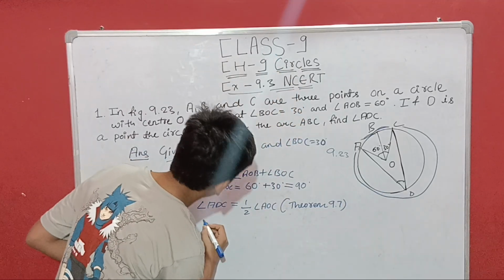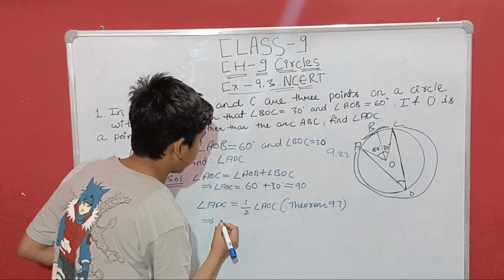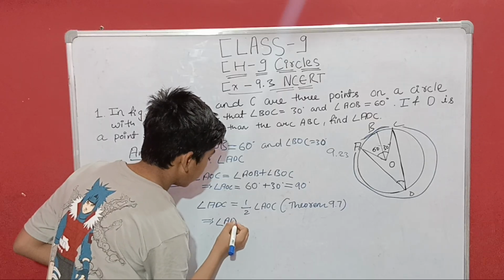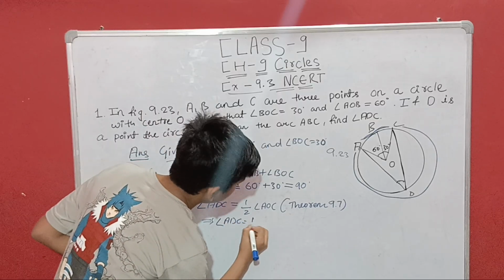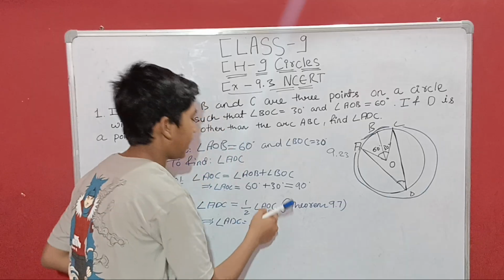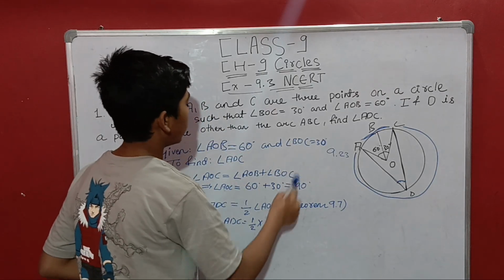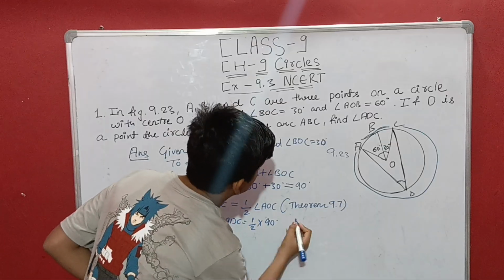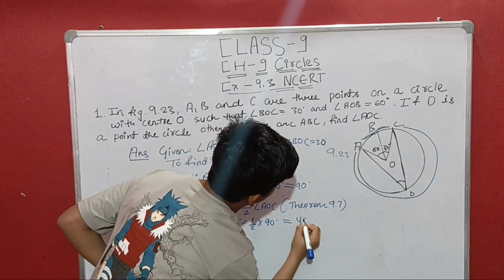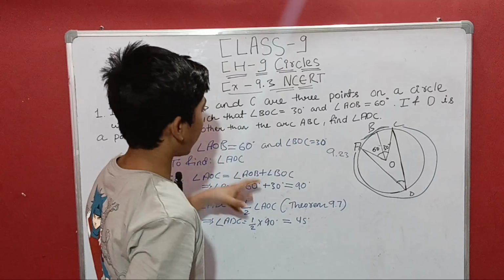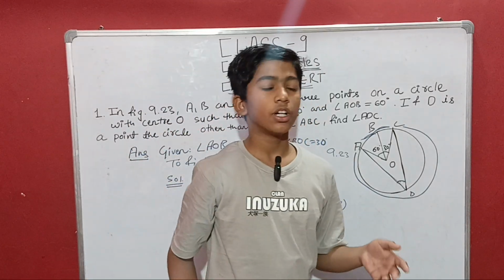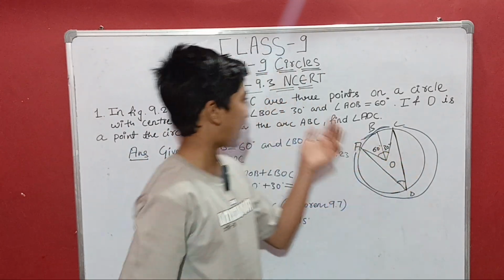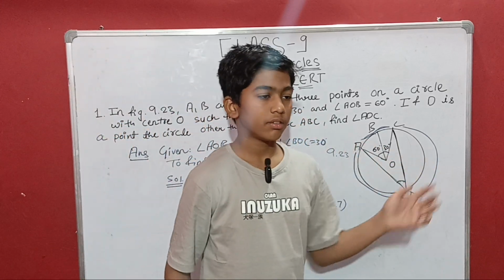So we now know that angle ADC is equal to half times angle AOC. What is angle AOC? 90 degrees. So ADC is equal to half times 90 degrees, which is 45 degrees. So we have found the angle ADC. Now we shall move to the next question of exercise 9.3.